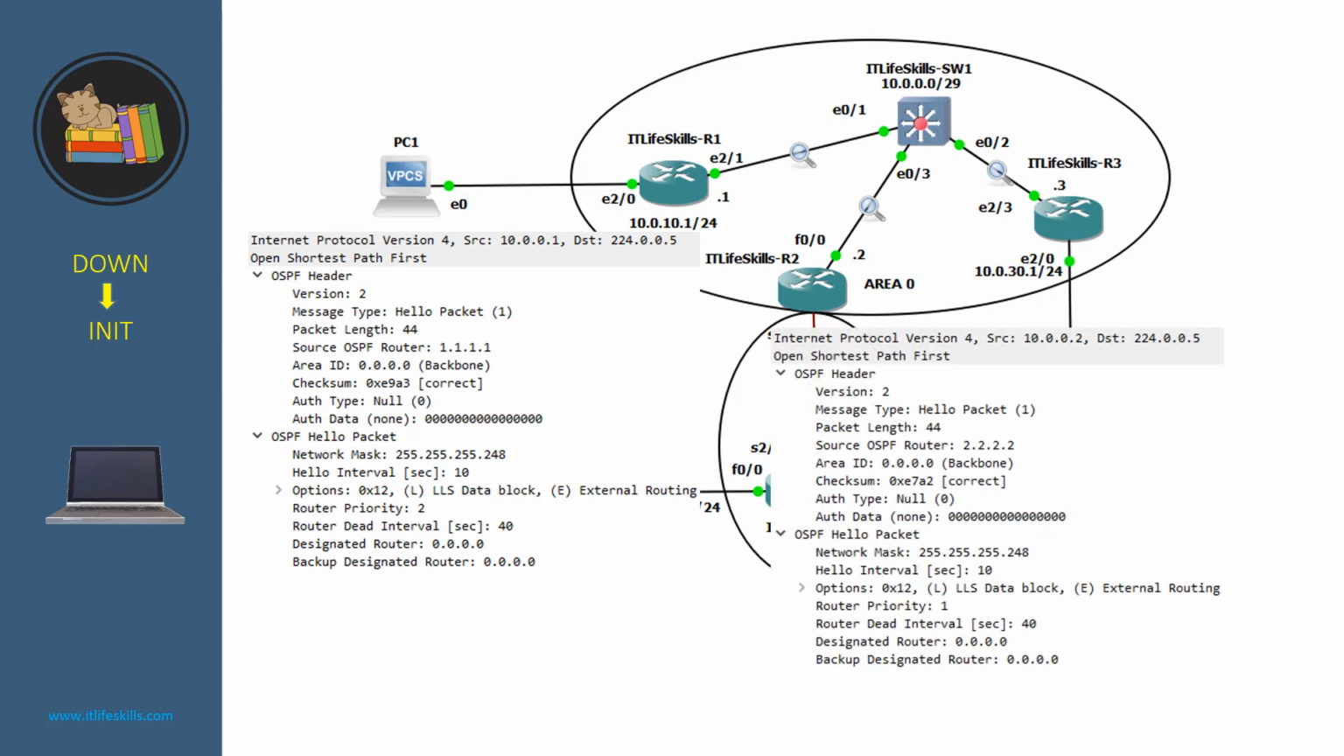And here is the hello packet sent by router 2. It provides similar information. However, in this case, the router priority is 1 and router 2 does not have any information about the DR or BDR and its neighbors.